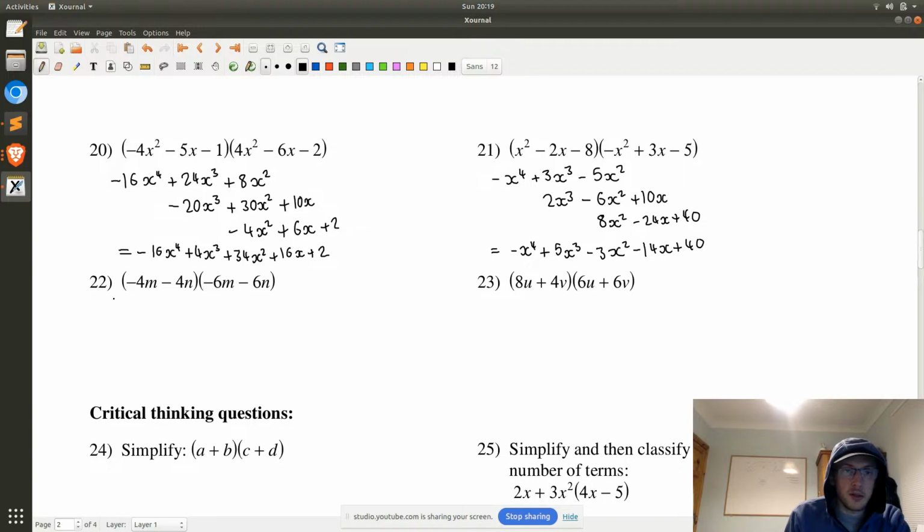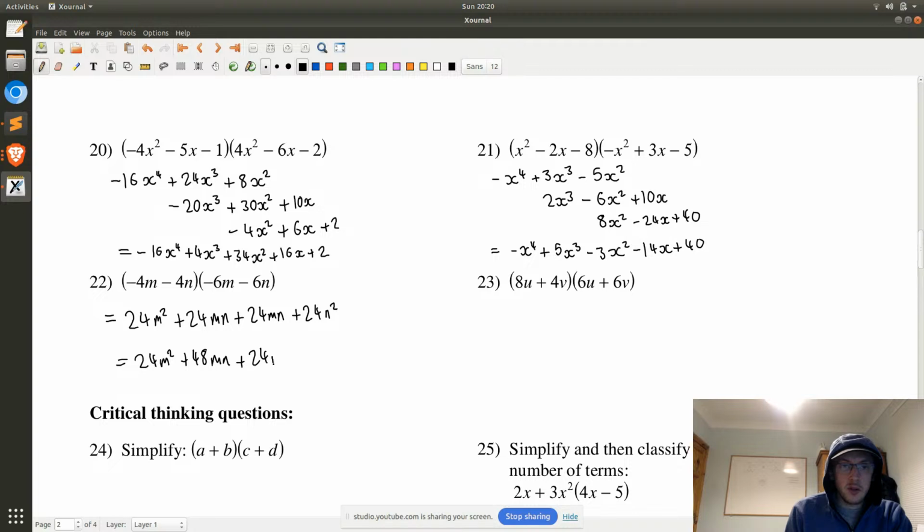Next up, these binomials here. Okay, just apply FOIL. So 24m squared plus 24mn plus 24nm. No, do it the right way around. mn. That's in alphabetical order. That helps you simplify and collect like terms. Next, plus 24n squared. And of course, this simplifies to 24m squared plus 48mn plus 24n squared.